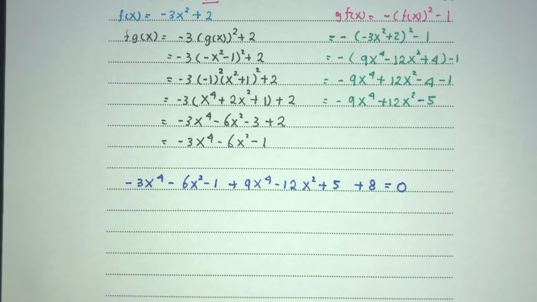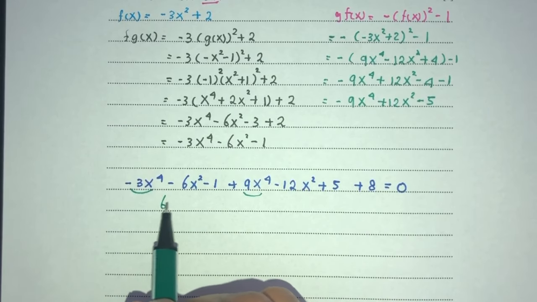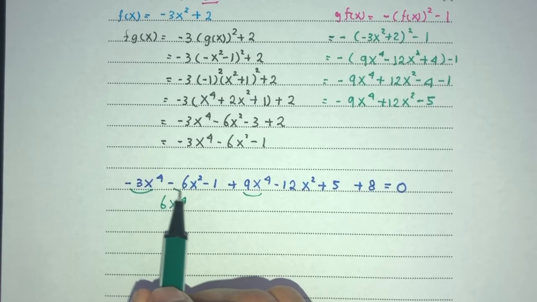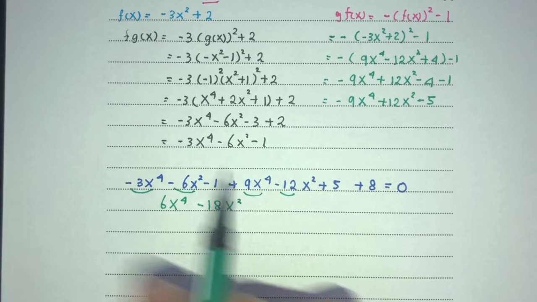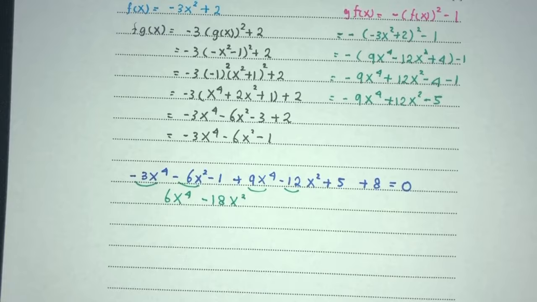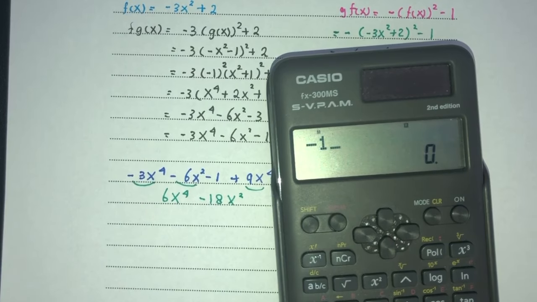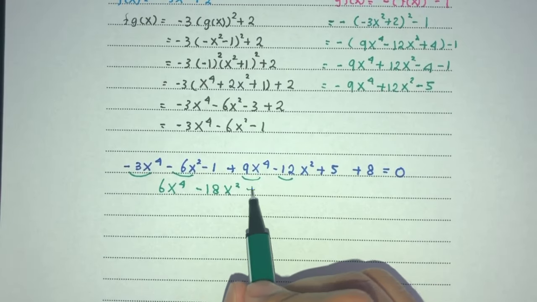Now solve. So minus 3 plus 9 will be 6x power 4. Minus 6 minus 12 is minus 18x power 2. Now finally we have minus 1 plus 5 plus 8. So minus 1 plus 5 plus 8, that should be the value of 12. So plus 12 is equal to 0.